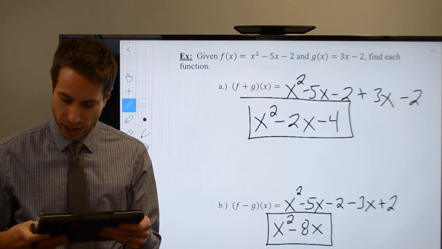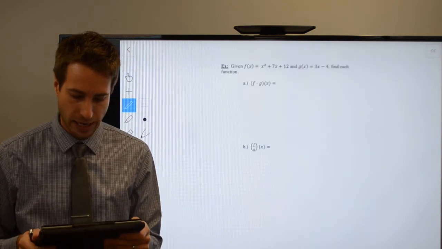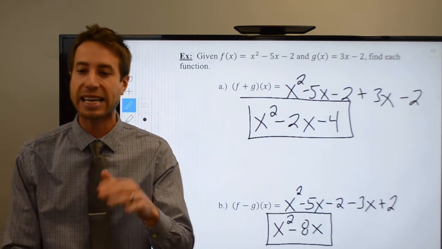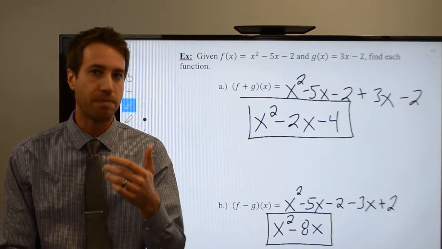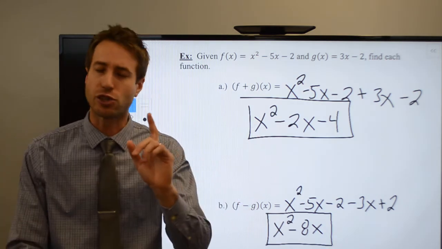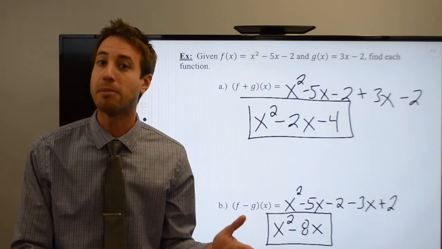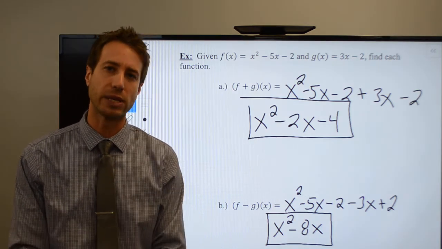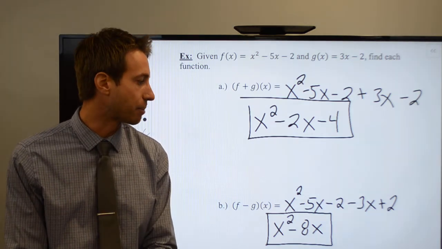Let's go ahead and do another one. I think I got 2 more problems for you here. Actually, I don't. That was it. Those were my last 2. So hopefully adding and subtracting functions makes sense. Again, just don't forget to distribute the minus sign if you're subtracting functions. And again, it's just like what we did with adding and subtracting polynomials.